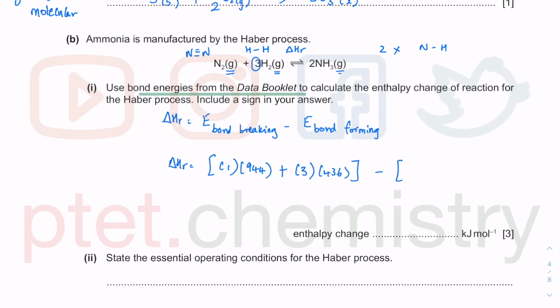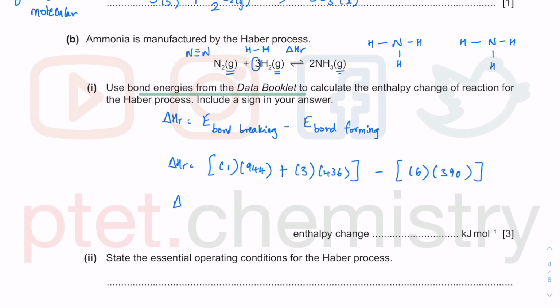Now this is the confusing bit for a lot of students. 2 times NH3 means I will have 3 N-H bonds for 1 NH3, and then I have another NH3. So altogether I have 1, 2, 3, 4, 5, 6. So I am forming 6 times N-H bond. So be very careful. N-H bond is between 2 different atoms. So we're looking at a different part of the data booklet.